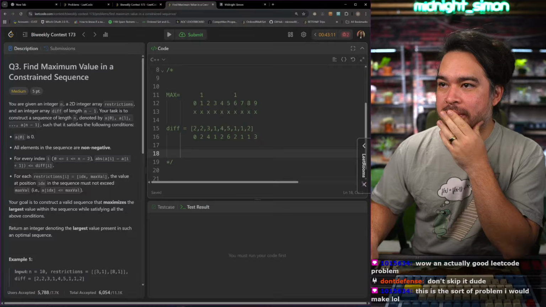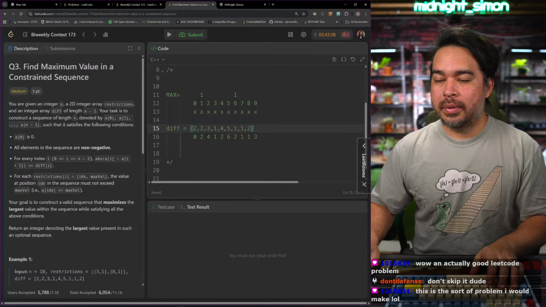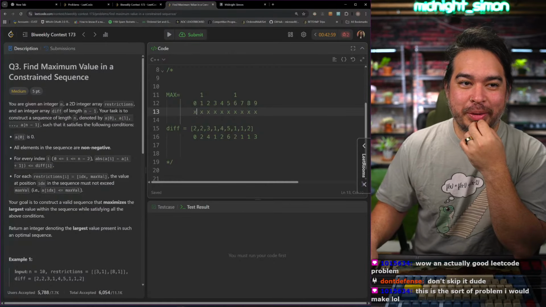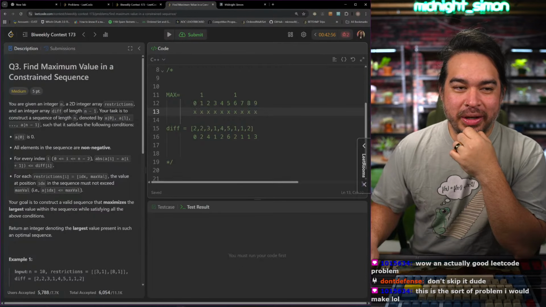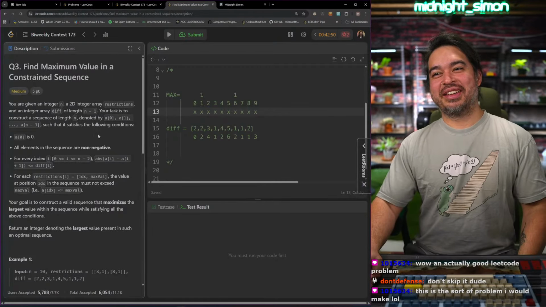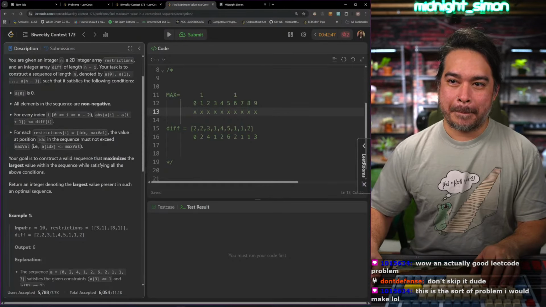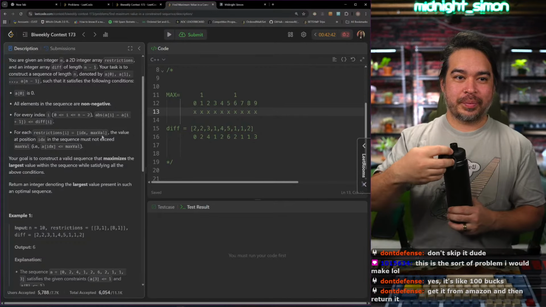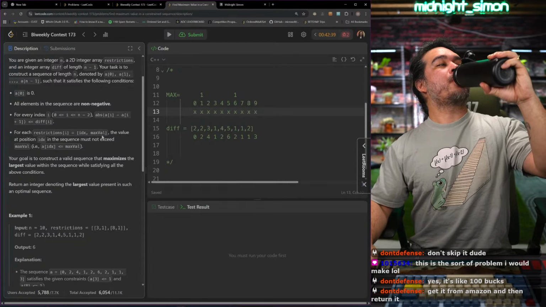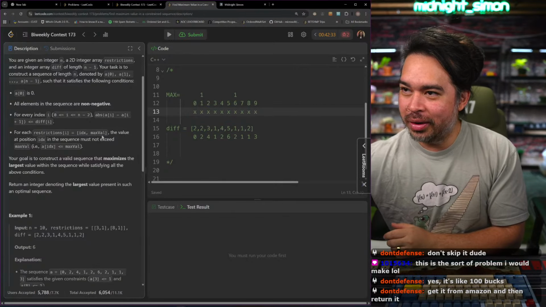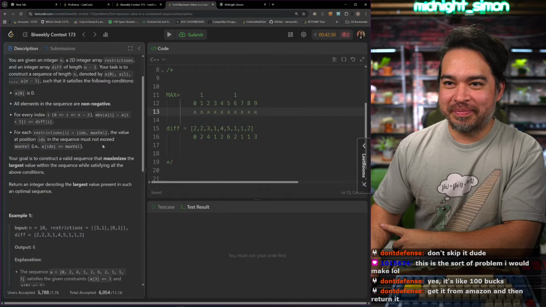Well, what do I do? Where... How do you start this? This sort of problem I would make? Dang. Wait, don't skip it? Wait, don't skip the radon test or don't skip this problem? Because... Dang, $100. Alright. I'll think about it. Maybe I'll do it.